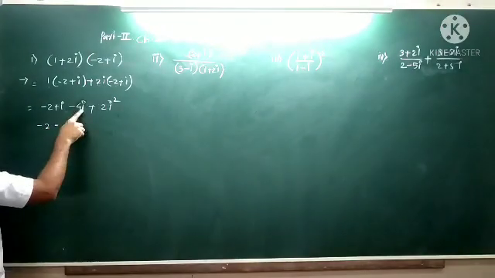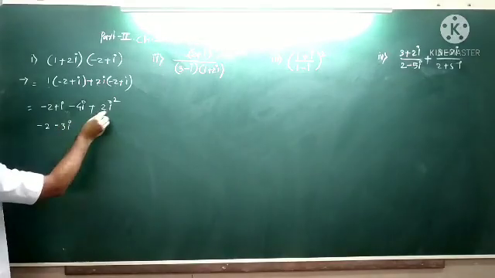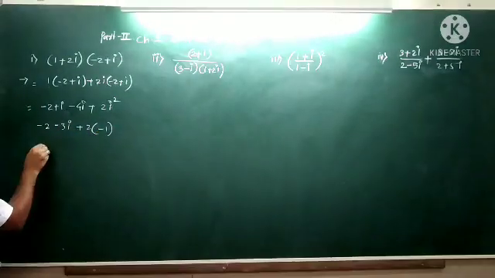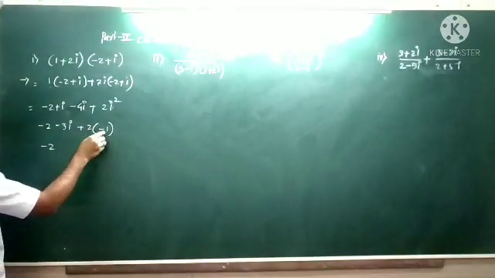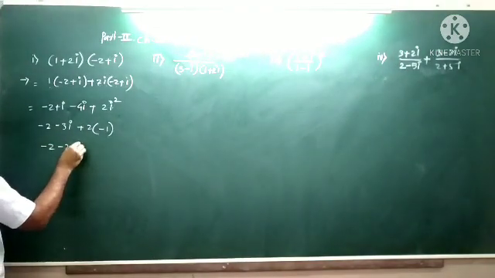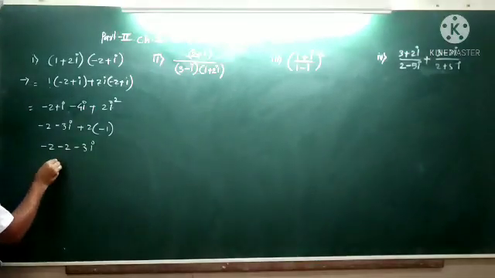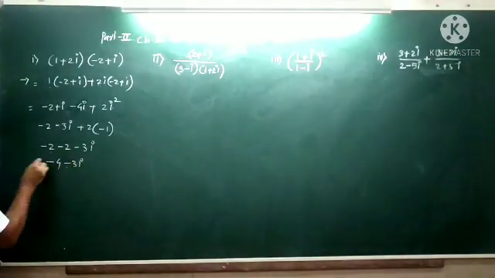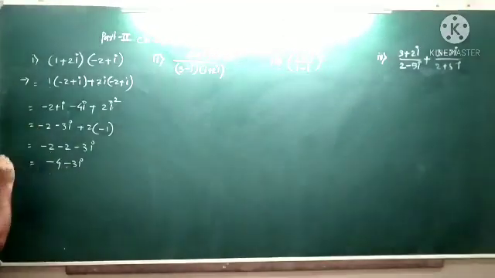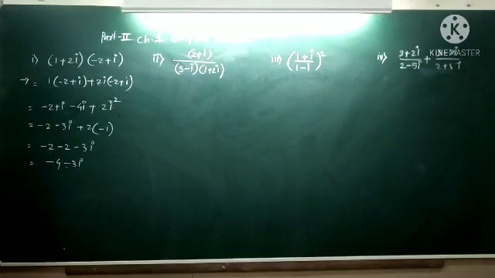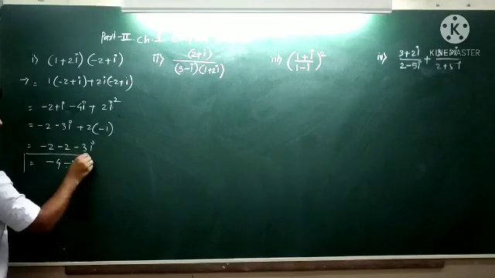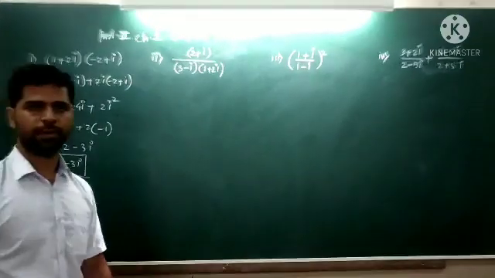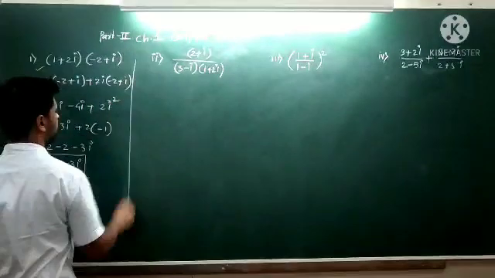Then i and minus 4i becomes minus 3i. This 2 multiplied with the value of i square, minus 1, gives minus 2. And 1 into minus 2 is again minus 2, so we have minus 2 minus 2, which is minus 4, minus 3i. So this is your required complex number: minus 4 minus 3i. This is the value of this expression. Now let's see number 2.